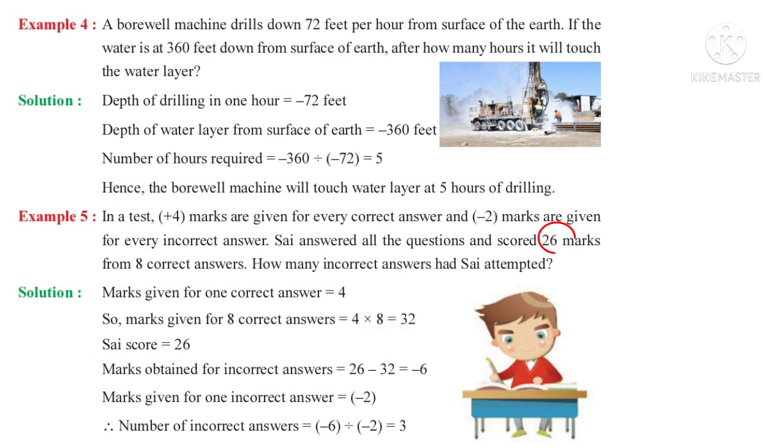Sai's score is 26. Marks obtained for incorrect answers is total score minus marks for correct answers, that is 26 minus 32, which gives minus 6. So marks given for one incorrect answer is minus 2. So number of incorrect answers is obtained by just division or repetitive subtraction. So minus 6 divided by minus 2, minus divided by minus is plus, 2 3 times. So number of incorrect answers is equal to 3.